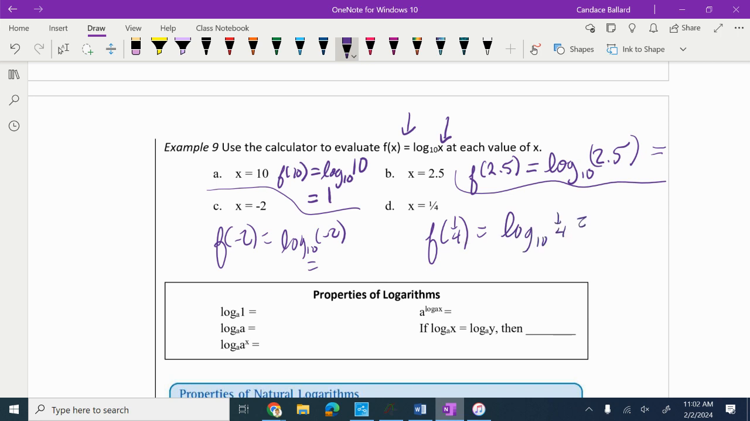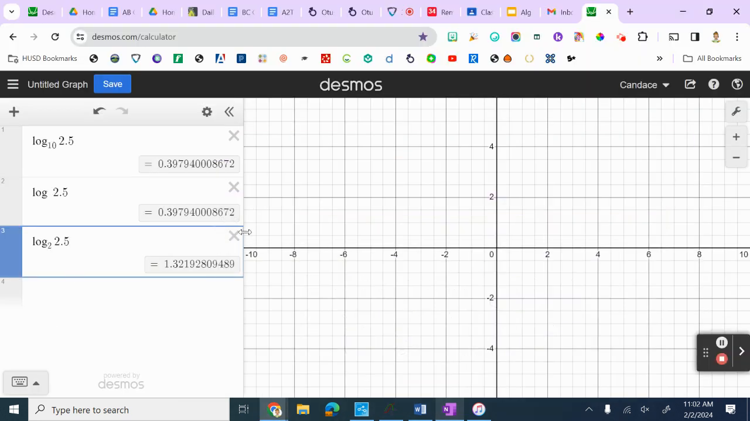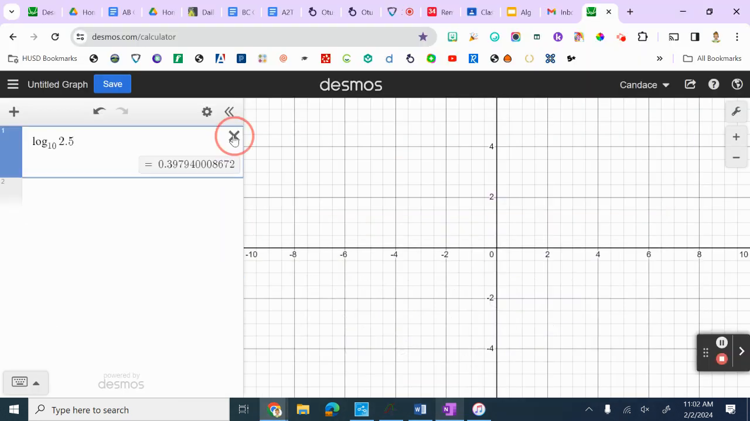Okay, let's check your answers. All right. Something goofy happened on one of them, right? Okay. It was supposed to happen, just so you know. So you didn't do anything wrong. All right, I'm going to take the shortcut and just do log of -2. Notice it came up undefined. Okay. Let me explain why.